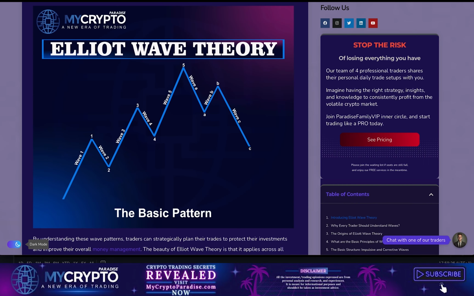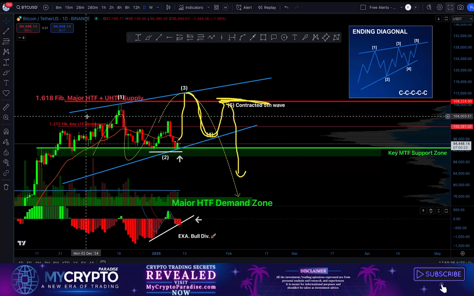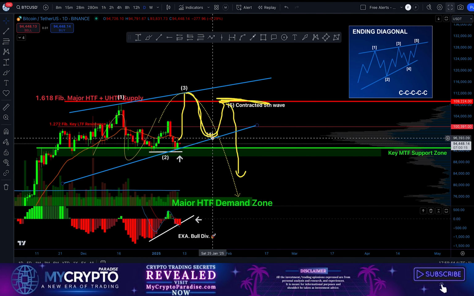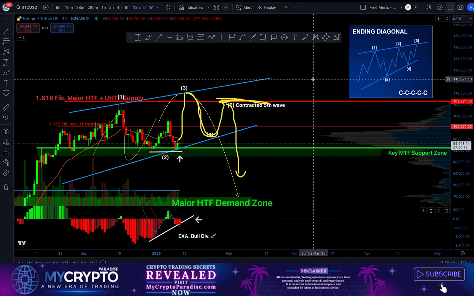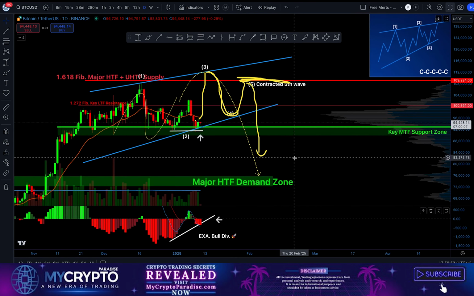and we are right now starting the 3rd wave towards around $112,000 right here to touch our upper ascending trend line. Then we will have the move lower and I believe the 5th wave will be contracted and we will then start breaking towards our $77,000.